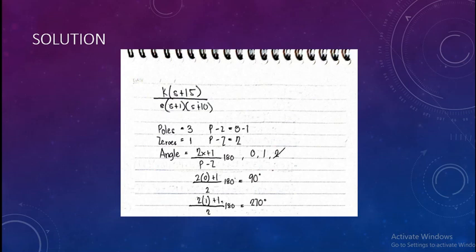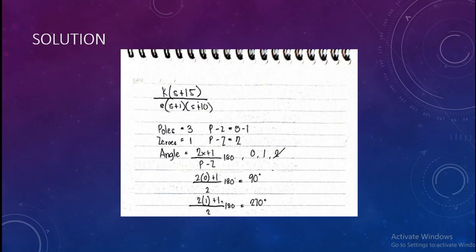is getting p minus z, where p is equal to 3 and z is equal to 1, so p minus z is equal to 2. Next, we get the angle of the equation. The general formula of the angle is (2x plus 1) all over (p minus z) times 180. So we input 0 and 1 to the general formula.